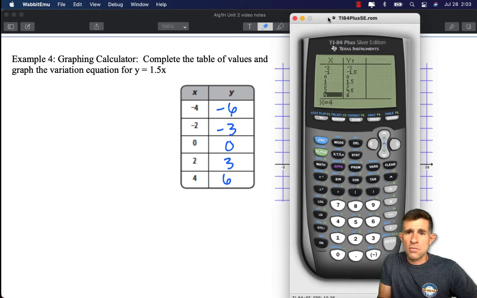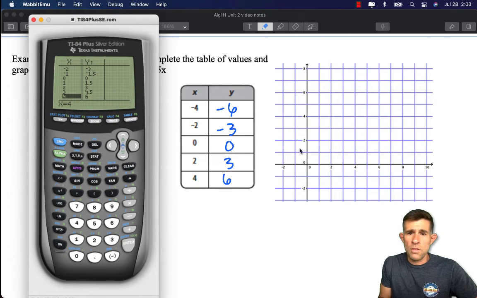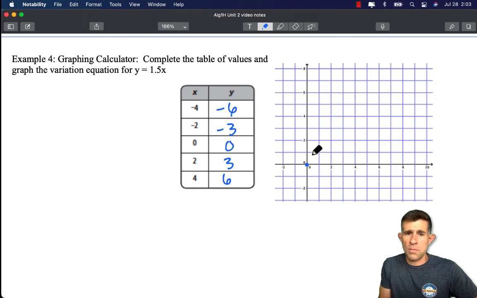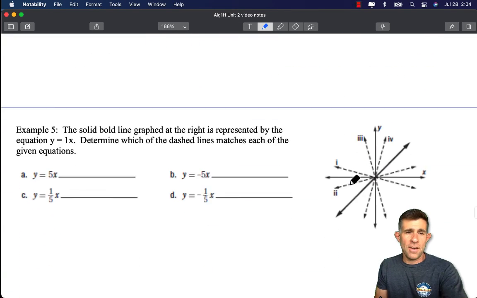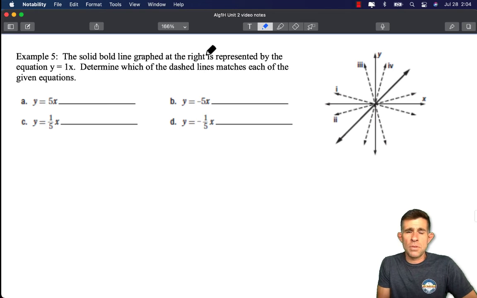Lastly here, we wanted to graph this direct variation equation. Once we have these points here, we can plot those points on our xy plane. So 0, 0. And if we go to 2 over and 3 up, once we plot all those points, then we can draw a line through all those, and you should see that it is a linear function. A straight line will connect all of those points, and it should pass through the origin. In this case here, our slope is 1.5, and you can see that that is pointing up and to the right.